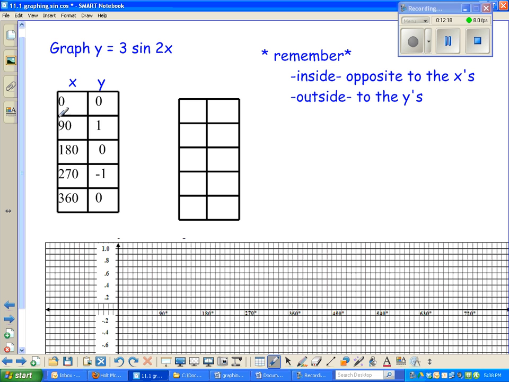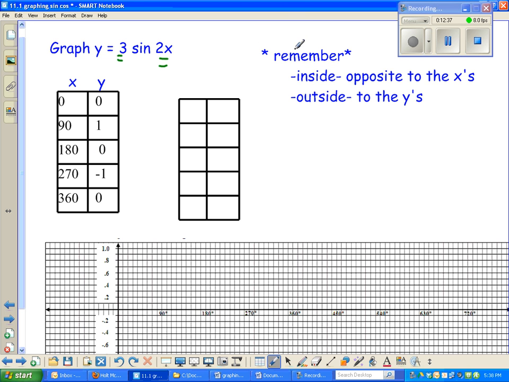The last thing we're going to talk about is transformations. And we have talked about amplitude and period now. And we are going to graph y equals 3 sine 2x. So I gave you the parent table. Again, guys, I'm always going to give you the parent table. And then I'm going to give you those rules again.